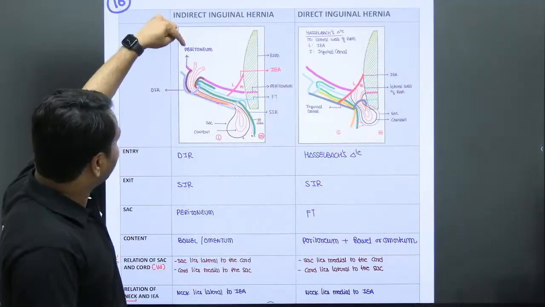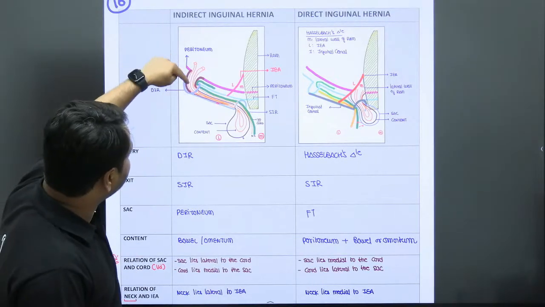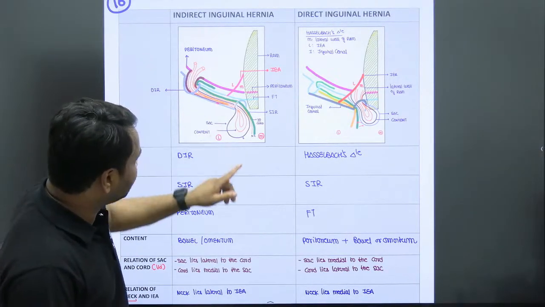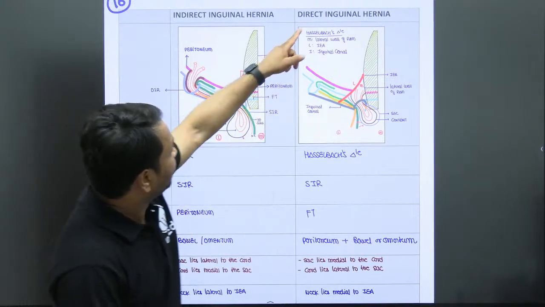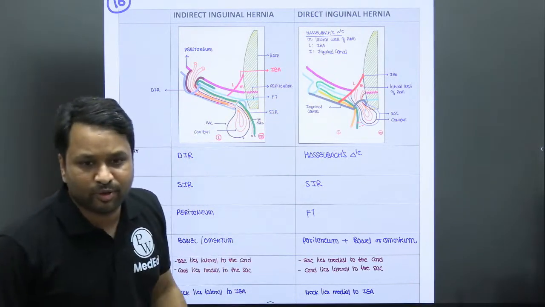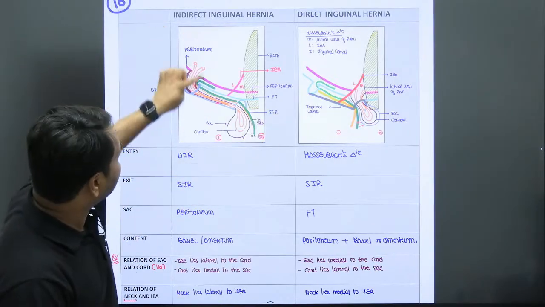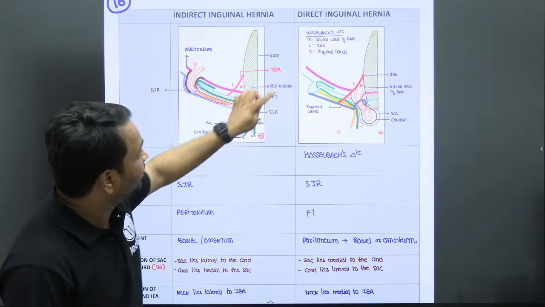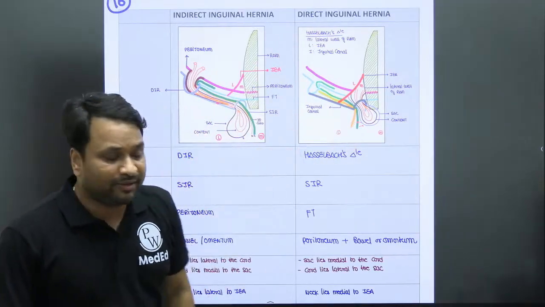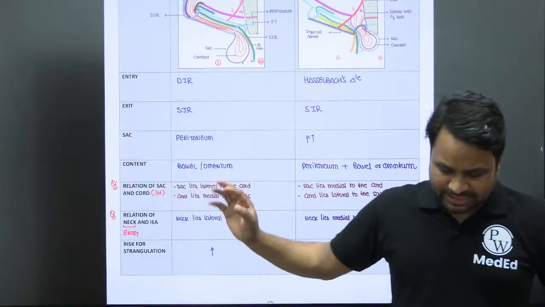For an indirect inguinal hernia, this is your deep inguinal ring, this is your superficial inguinal ring. So entry for indirect is going to be from deep ring, exit is going to be from the superficial ring. Direct के लिए entry is going to be from the Hesselbach's triangle, exit is going to be from your superficial inguinal ring. ठीक है? Both when you look at the sac of indirect, it is formed by the peritoneum, whereas the sac of direct will be formed by fascia transversalis. ठीक है? Now, when you look at the content, it is going to be same for both of them.